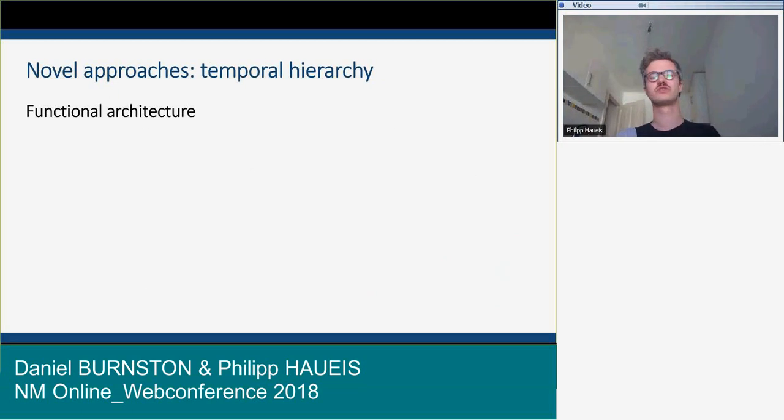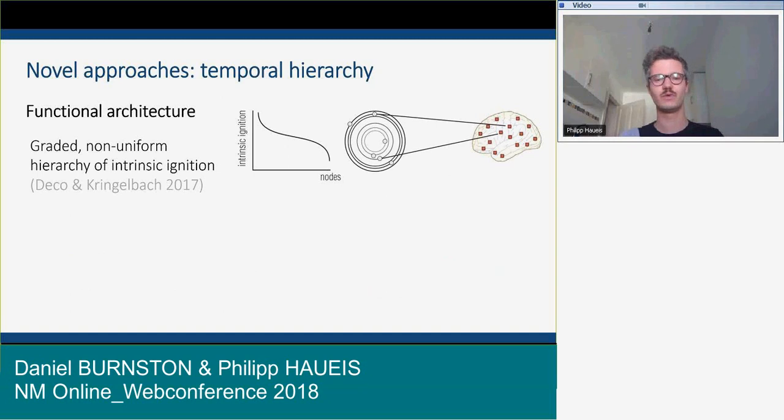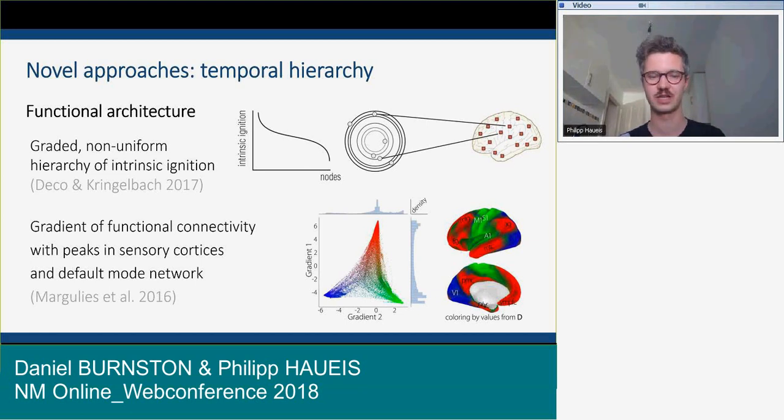If we look at studies of the temporal hierarchy in these novel approaches, the functional architecture that seems to emerge is a graded but non-uniform hierarchy, for instance, of these intrinsic ignition values. So there's no strict discrete boundary between different hierarchical levels, but more of a gradient. That has also been shown by an independent method used on functional connectivity data in fMRI, where we look for the greatest variance in functional connectivity values. There, the study by Margulies et al. found that the two largest components of variance run first from primary sensory areas up to default mode network areas, and the second gradient distinguishes different primary sensory areas from one another.